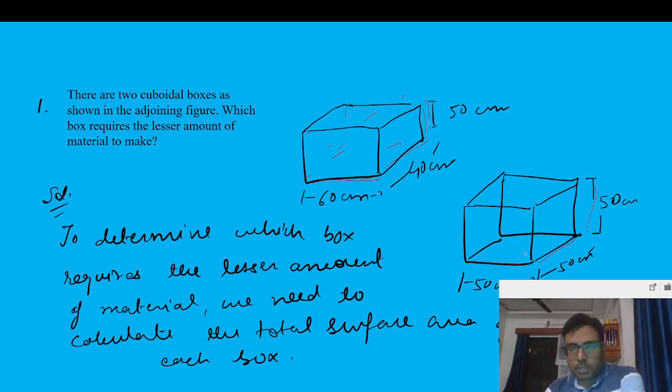Cube is also a cuboid with the same dimensions, the same sides have equal dimensions. To determine which box, since we have to calculate the area of all the 6 faces, so we have to calculate total surface area. Okay, to determine which box requires the lesser amount of material, we need to calculate the total surface area of the box. Once you get this, half your problem is solved. Now you only have to learn the formula of total surface area of cuboid, which is easy and very important for both of these.